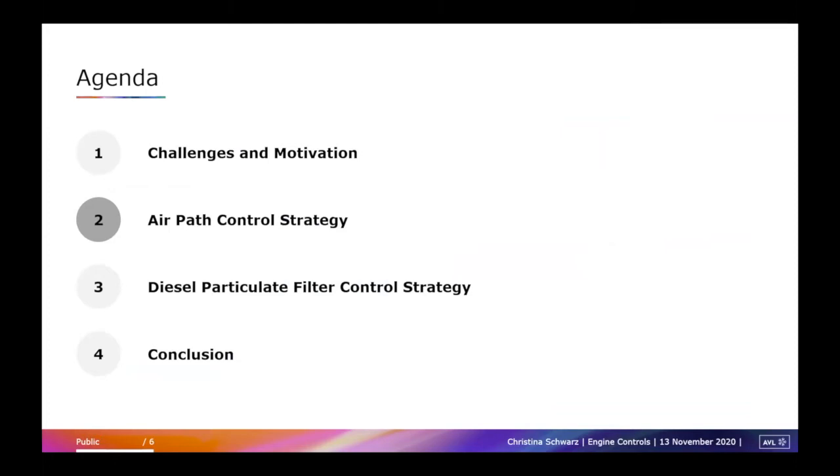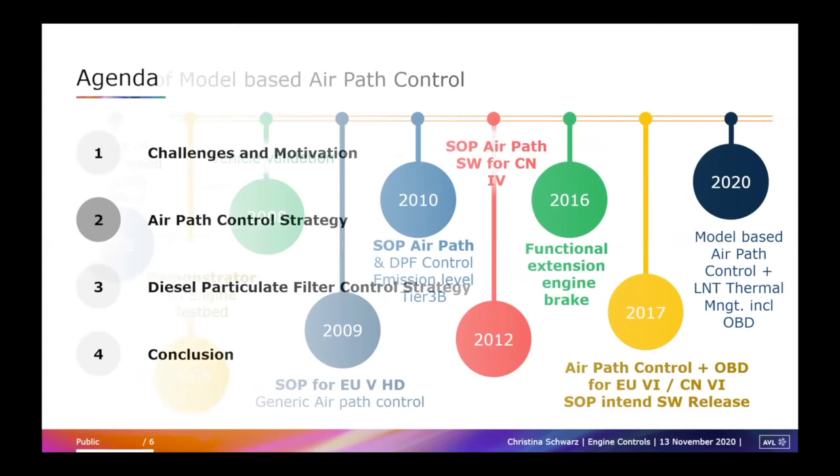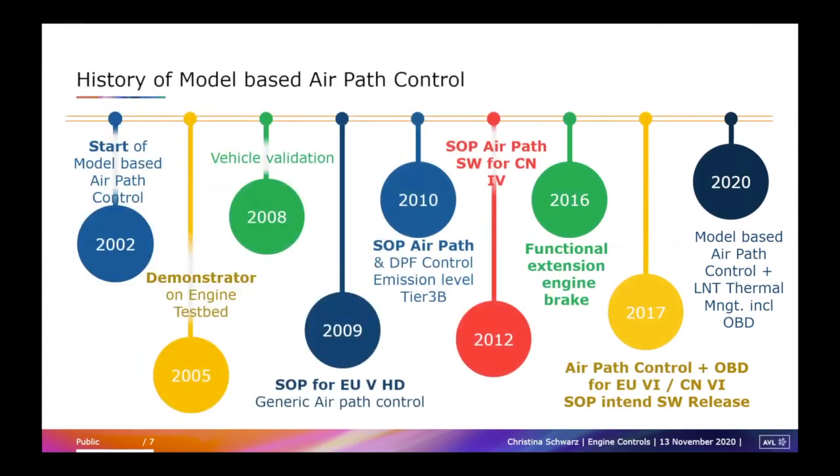Now let's consider the air path control. AVL's experience with air path controls started almost 20 years ago. In 2005, we were able to build the first test bed demonstrator using our software. The results were validated in a vehicle later on, and several SOP projects followed, where we extended and improved our control algorithms year by year.